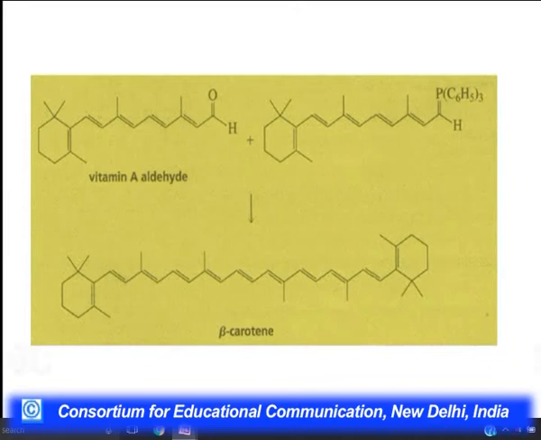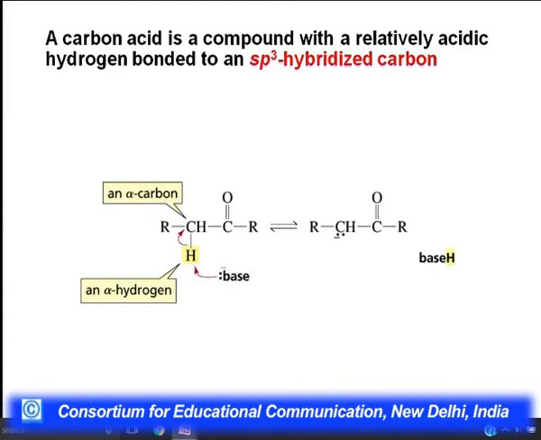Now the next set of reactions that I am interested in discussing today are reactions due to the alpha hydrogen, which is attached to the alpha carbon. This part of the carbonyl chemistry is very important because we shall be making a carbanion or an enolate ion, and then this enolate ion will act as a nucleophile and will undergo a series of reactions like alpha halogenation and aldol condensation that we shall be discussing today.